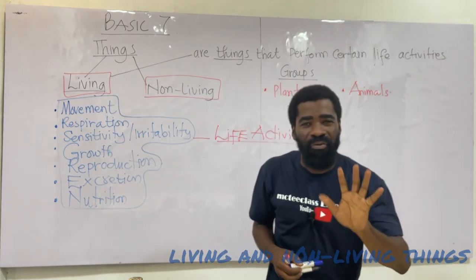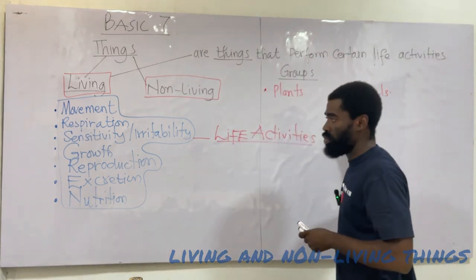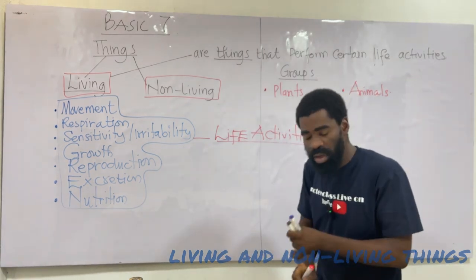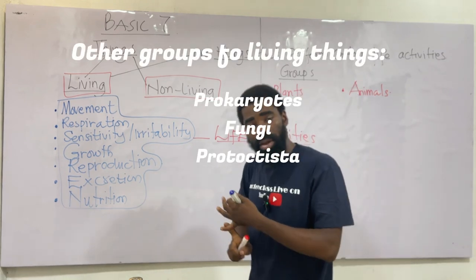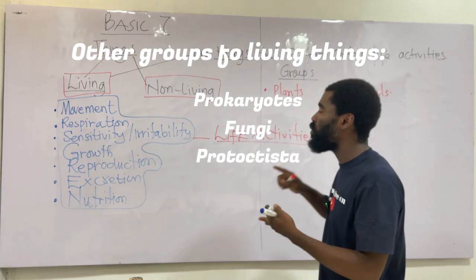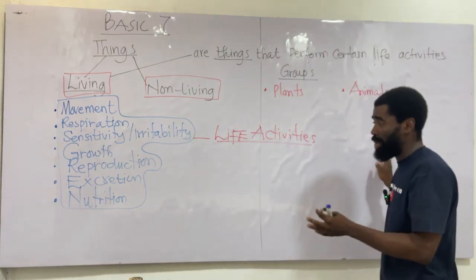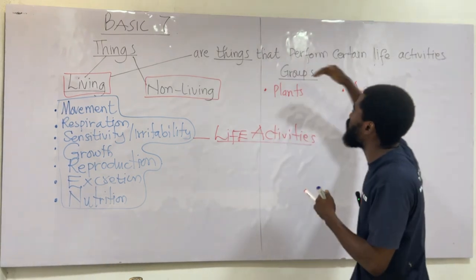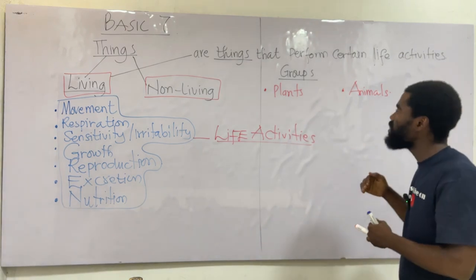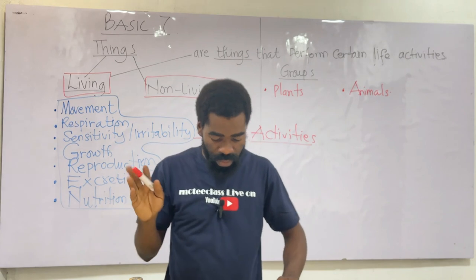But there are 5 groups of living things, and for this level we are going to look at just 2. The other 3 are prokaryotes, fungi, and protoctista. These are also living. They are not plants, they are not animals. So for this level, look at the 2 groups of living things: plants and animals.